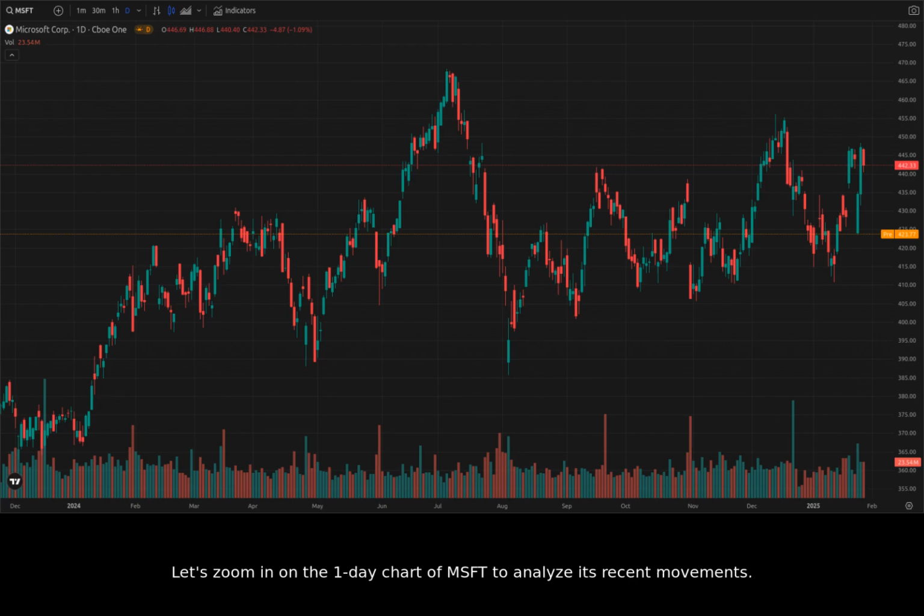Let's zoom in on the one-day chart of Microsoft to analyze its recent movements. We see a period of consolidation and sideways movement that may indicate uncertainty among investors. Notice the significant volume spike during a recent price drop. High volume confirms this price drop. Despite the initial fall, the stock price bounced back slightly, suggesting potential buying pressure.